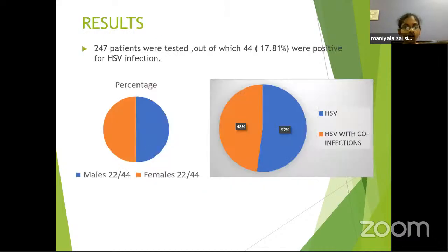Coming to the results, of 247 patients tested, 44 were found to be positive. That accounts to 17.81%. Males and females are equal, so it is 50% of both of them. HSV alone causes 52% of infections, and HSV along with other viruses accounts for the remaining 48% positivity.